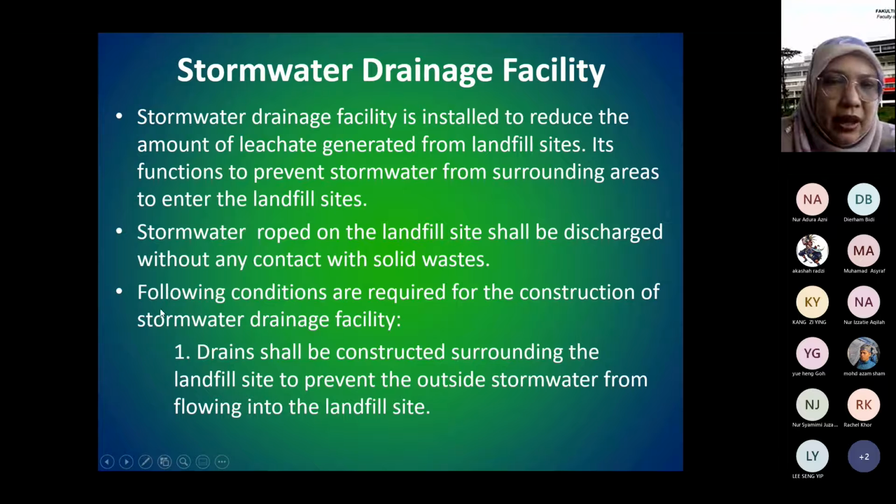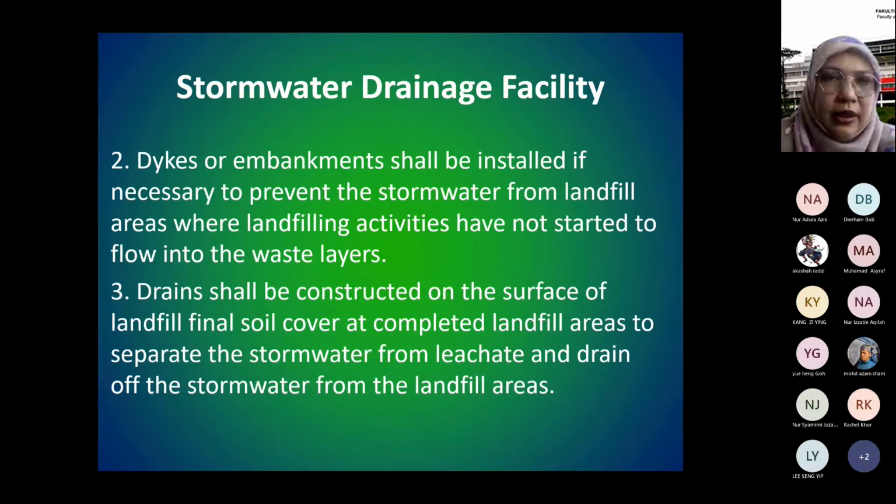Following conditions are required for the construction of a stormwater drainage facility. So what should we do with the drain? Drains shall be constructed surrounding the landfill site to prevent the outside stormwater from flowing into the landfill site. Then dikes or embankments shall be installed if necessary to prevent stormwater from landfill areas where landfill activities have not started from flowing into the waste layer.